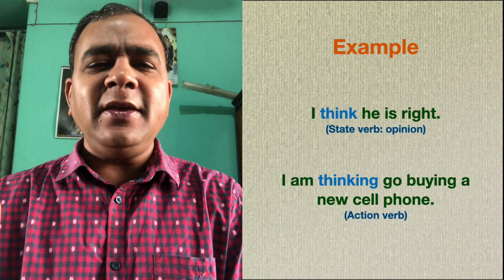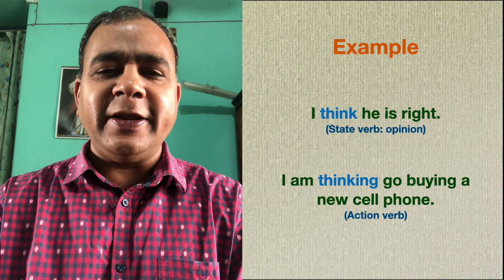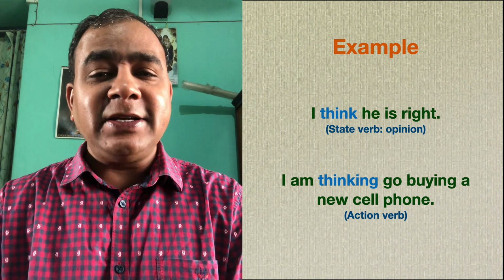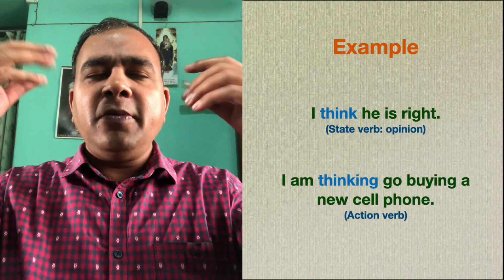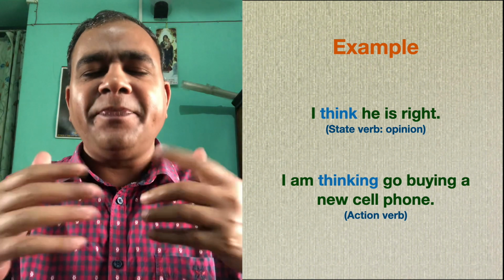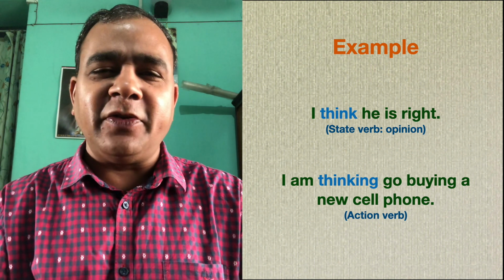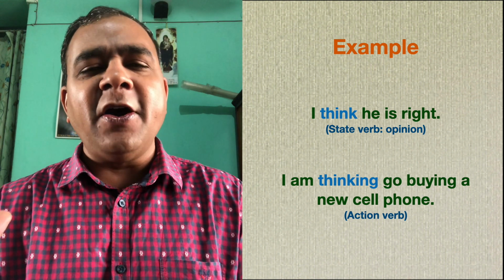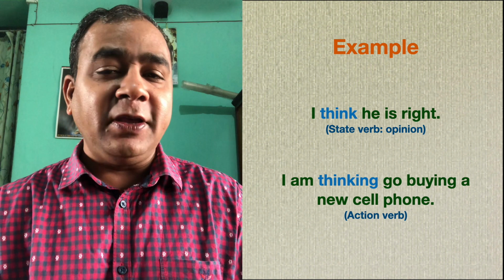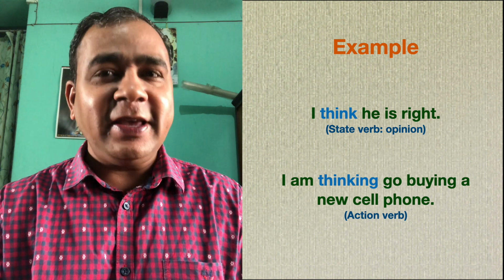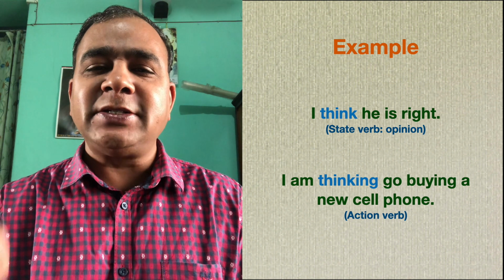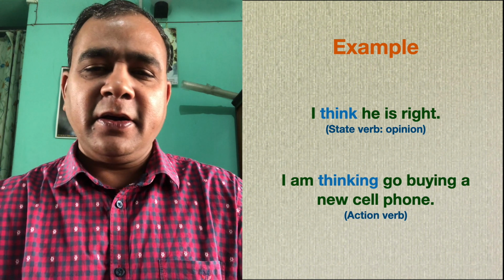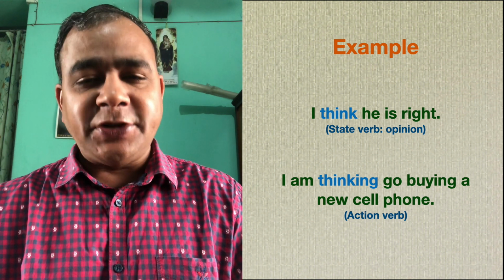The next example, I think he is right. Somebody has given an opinion, an idea. I think he is right. You cannot say here, I am thinking he is right. But the same way, you have some kind of idea that you wanted to buy a cell phone. But there was not enough money. So you are saying, I am thinking of buying a new phone. I am thinking of buying a new cell phone. See, there, the thinking is used as action verb. I think he is right, there it is a state verb or stative verb.